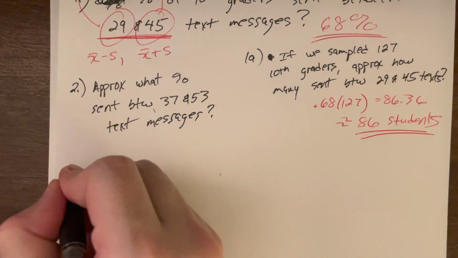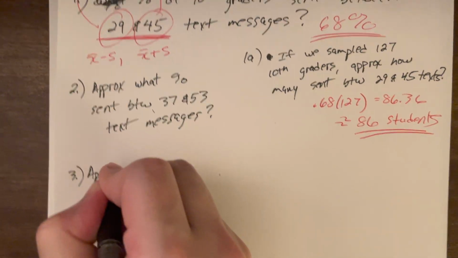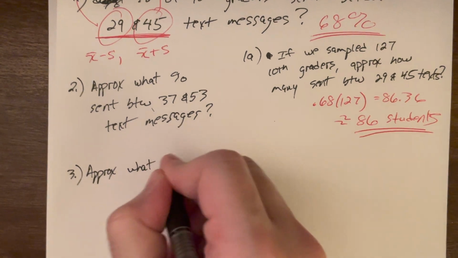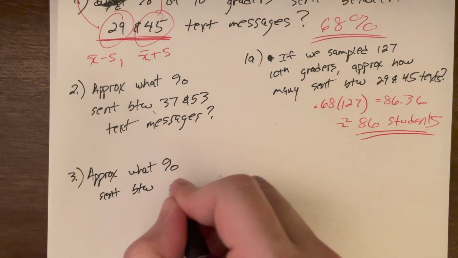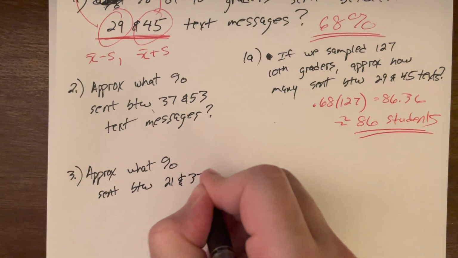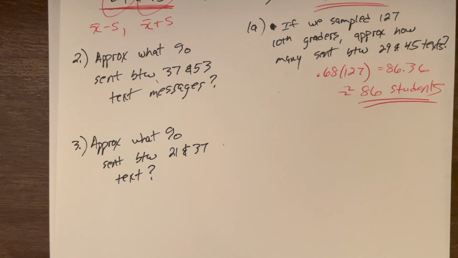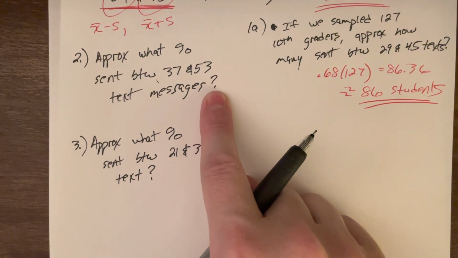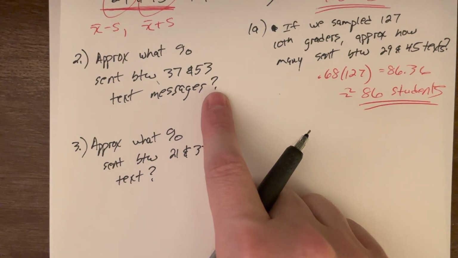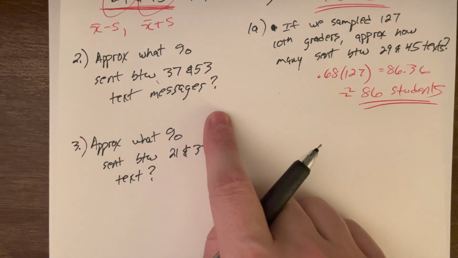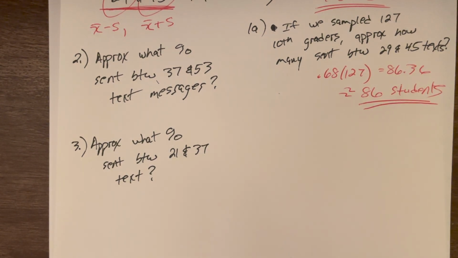And I'm going to do number 3. We'll see in a moment that 2 and 3 are very similar. Approximately what percent sent between 21 and 37 text messages? Once again, how much do you need to write down? A lot of people don't need to do much, and certainly some people can just do this in their head. But just again, what are you looking for?